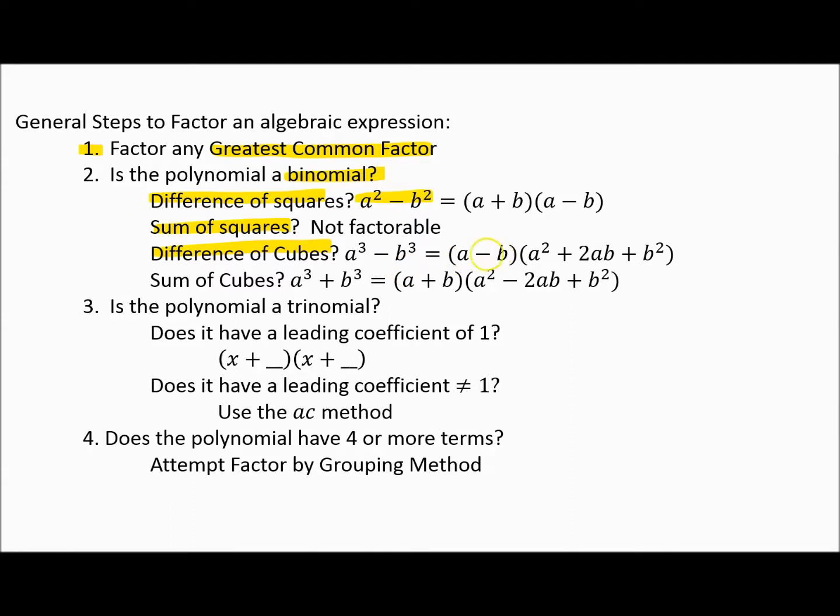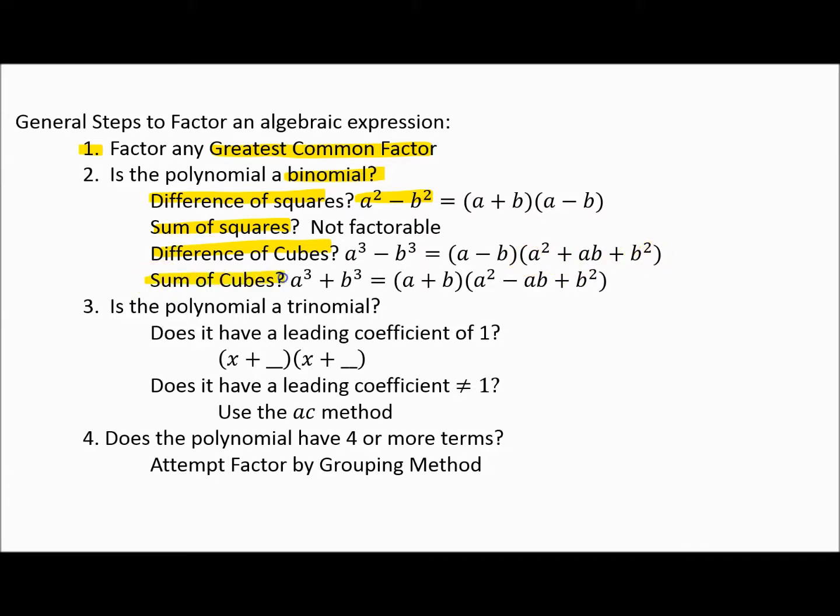You take the cube root of each. If it's a subtraction problem, you put a minus. Then you square the first cube root. You multiply them together, and then you square the last cube root. All right, and then we're back to that formula, a minus b. You square the first term. You multiply these two together, change the sign, and then you square the last term.